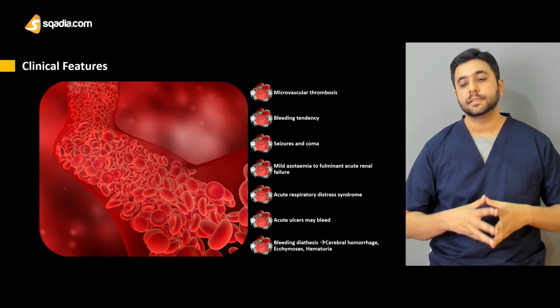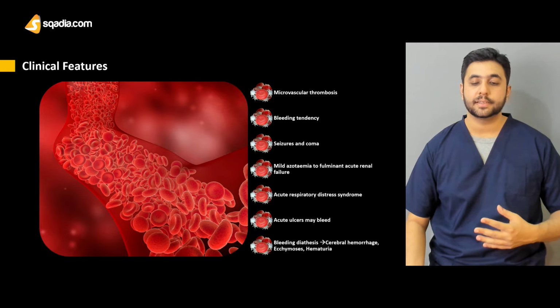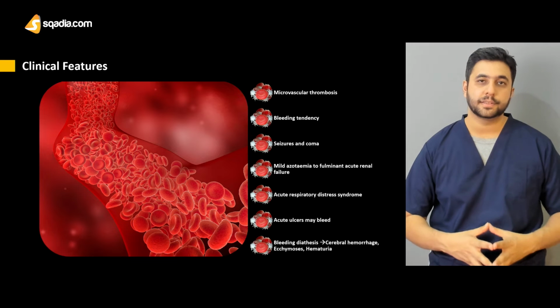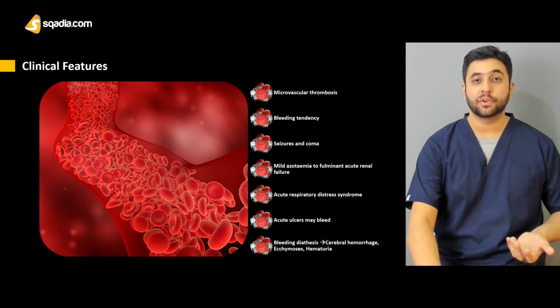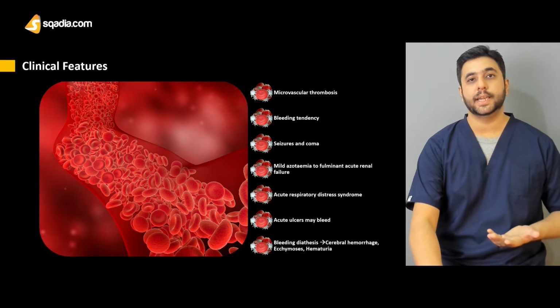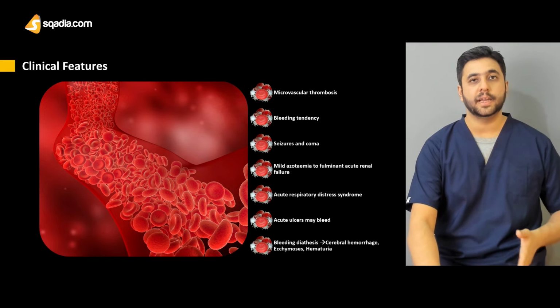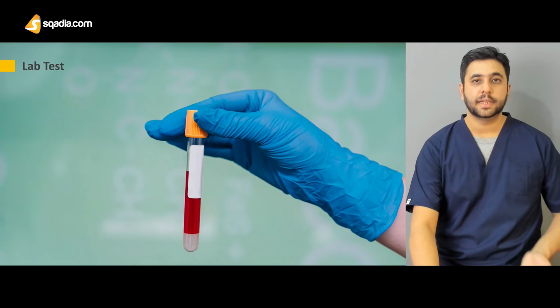And bleeding diathesis can affect any organ. It can be a cerebral hemorrhage. They can present as ecchymosis. It can present as hematuria in the renal system. So these are the common clinical features. Basically, you can bleed from any place or you can form clots in any place. So if both of these pictures are present in a patient, you should have DIC very high up in your differential diagnosis.